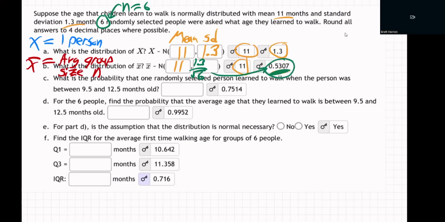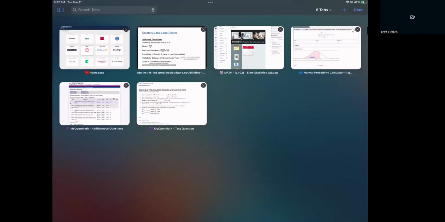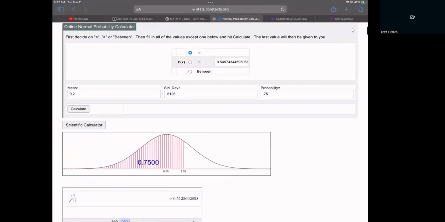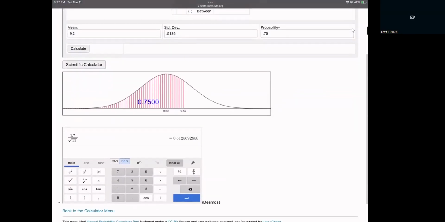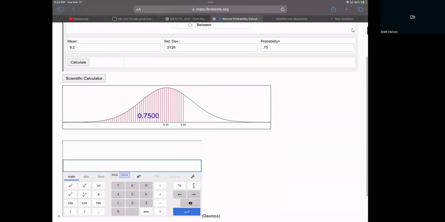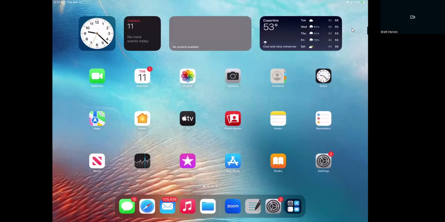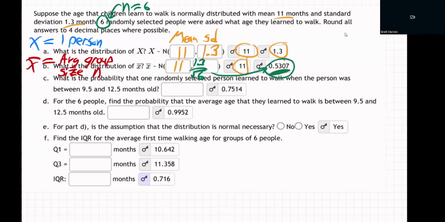I can show you 1.3 divided by the square root of 6. Just go to the calculator. Here I am at the calculator. Down here, let me clear this. It's 1.3 divided by the square root of 6. So you just go to the scientific calculator that's at the bottom of any of these calculators. You see the scientific there. 1.3 divided by square root of 6. There it is. 0.5307. That's how we got that. 0.5307. Okay. So now let's go on.